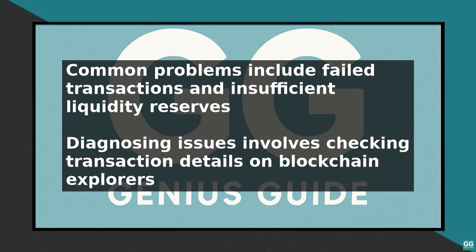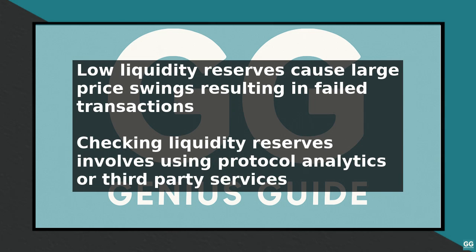Another critical aspect to examine is the transaction's gas settings. Uniswap V2 transactions require sufficient gas to complete. If the gas price is too low, the transaction may fail or take an extended period to process. Adjust the gas settings according to the current network conditions to ensure smooth transaction execution.